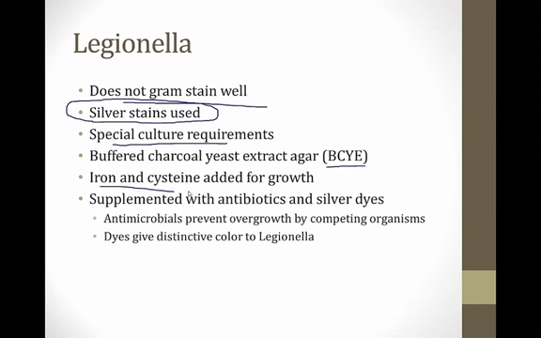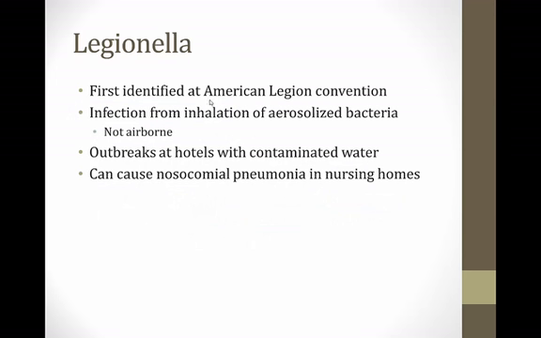This has iron and cysteine added to help Legionella grow, and then it's supplemented with antibiotics and silver dyes. The antibiotics prevent overgrowth by other bugs, and then remember that silver dyes are always good for Legionella. They give it a distinctive color so you can see it under the microscope. It gets its name because it was first identified at an American Legion convention.